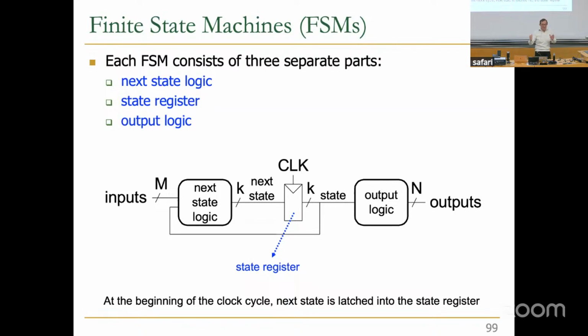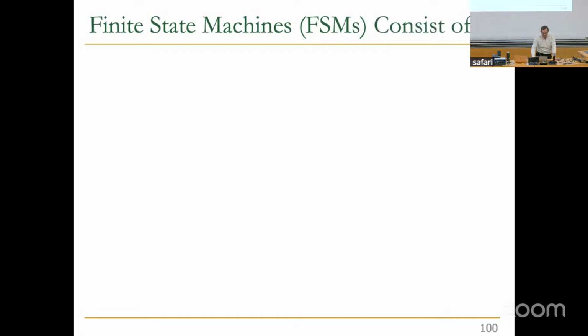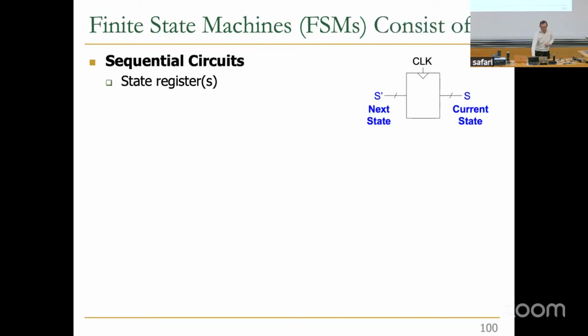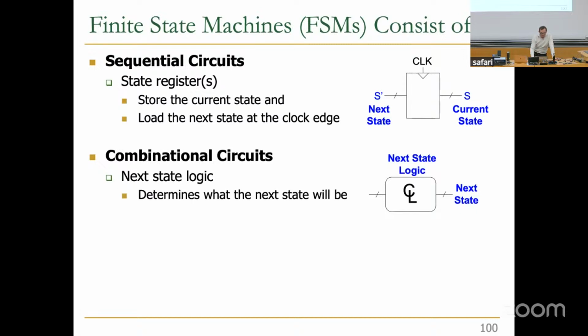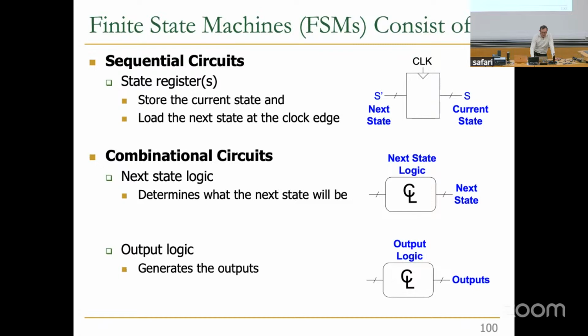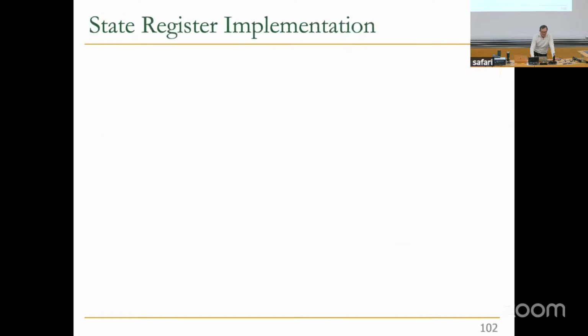So we want an element that satisfies these requirements. We have sequential circuits, the state register. Input is the next state, output is the current state. At the edge of the clock cycle, current state gets the value of next state that is generated over here. It stores the current state and loads the next state at the clock edge. Combinational circuits, essentially the next state logic determines what the next state will be, and the output logic determines the outputs.